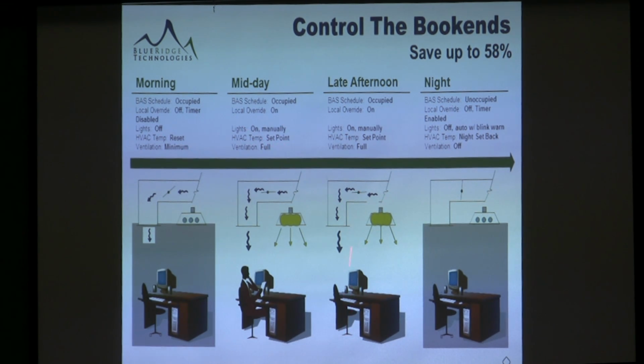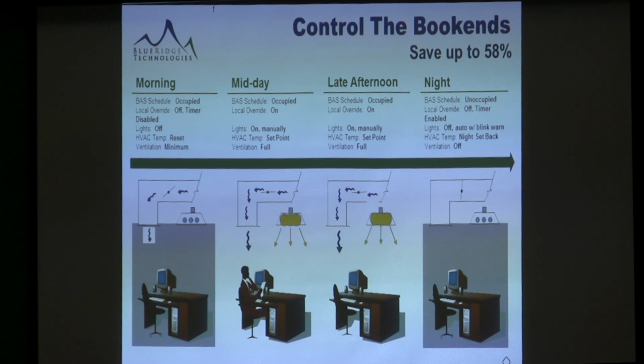Now, when they left early, because there's no aux sensor in this particular scenario, remember I'm controlling the bookends, I'll show you one in a minute that will have one. We don't capture all the savings there. But at night, when the building automation system goes unoccupied, we enable the timers and we shut off the lights.